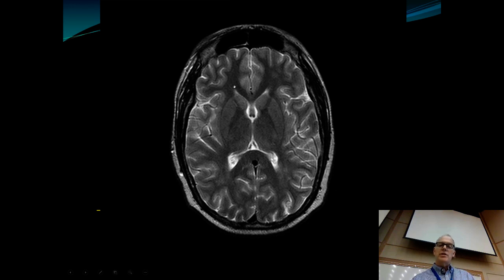Now we get a nice look here at the corpus callosum. Okay, this would be the genu of the corpus callosum, and then the splenium of the corpus callosum back here. Okay, and out here in the Sylvian fissure, you can see these looping blood vessels. Here's one little loop right there. These are blood vessels.